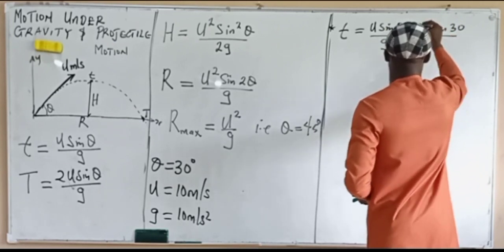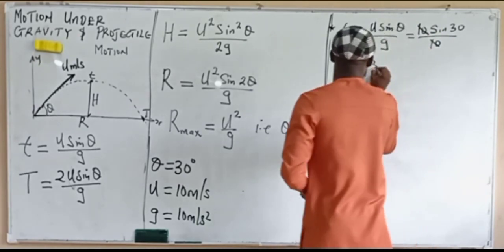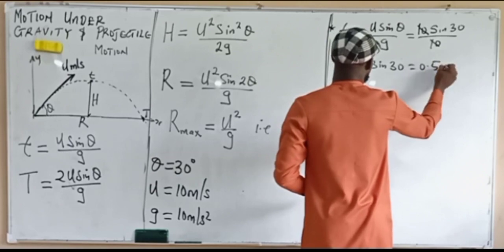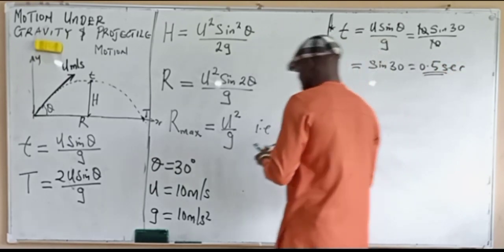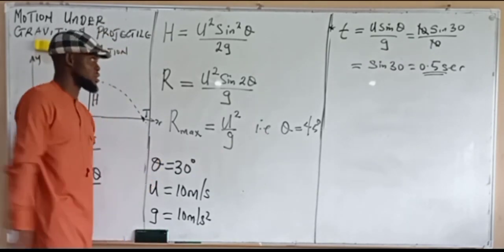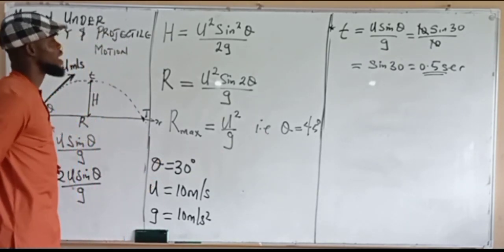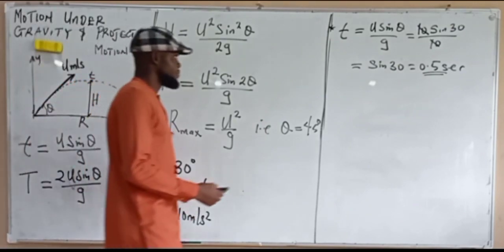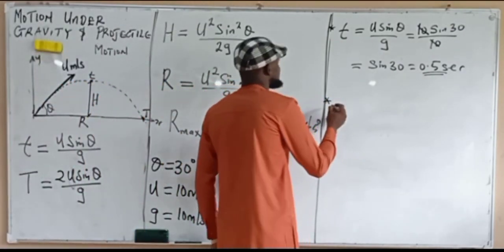So if this 10 cancels this 10, we're going to have sine 30, which is 0.5 seconds. So the time taken to reach the maximum height will be 0.5 seconds.